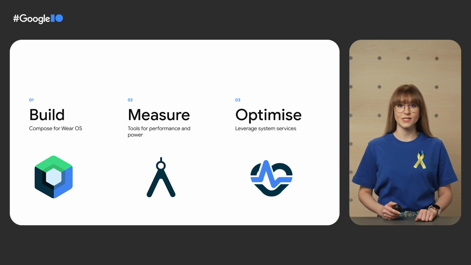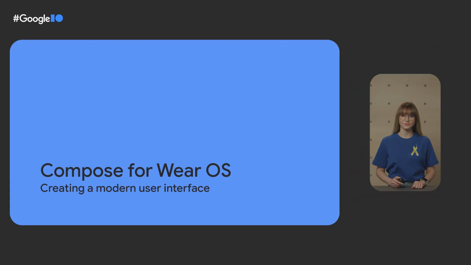Apps on smaller devices need to pay attention to performance requirements. We'll cover tools to measure and improve performance while saving power. And lastly, we'll cover Health Services, which enables developers like you to optimize the use of sensors data to easily build health and fitness apps in a power-efficient way.